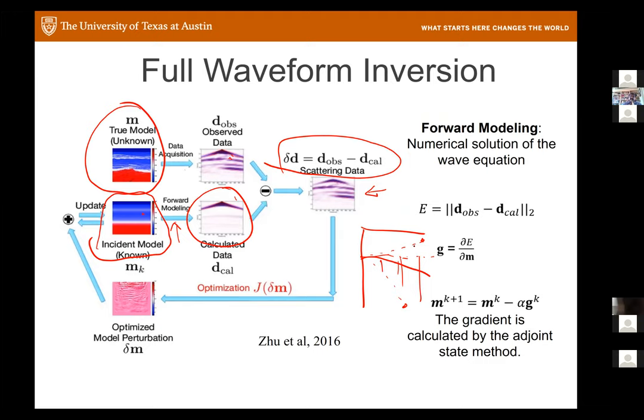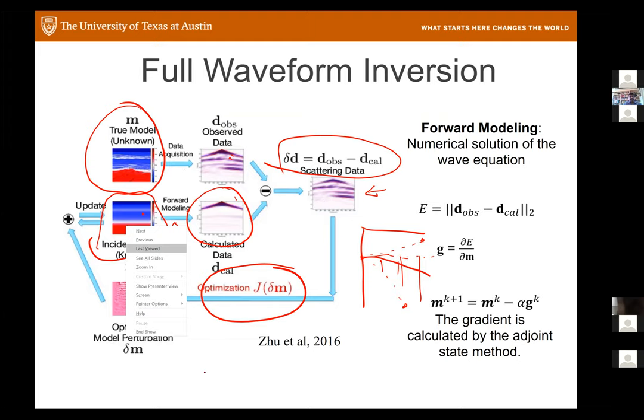And this is not being done manually. The computer does it for you using a mathematical tool called optimization. So it takes this information, computes an update, and then adds that update to this velocity model, goes in there, recomputes the forward model, again gets the residual and repeats it until there is an acceptable fit between the observed data and synthetic data, in which case you can say that, aha, we got the velocity model.